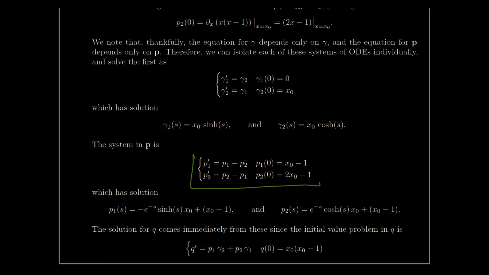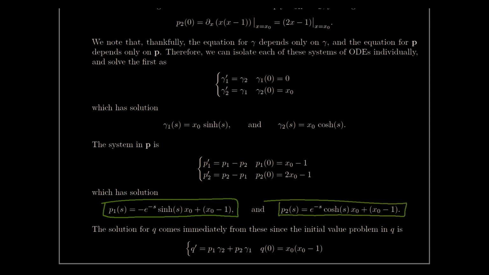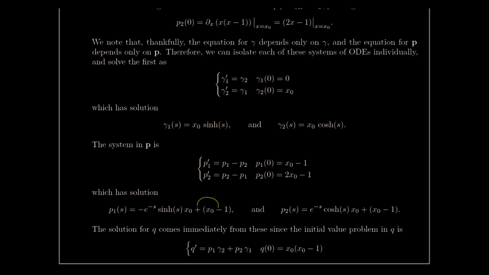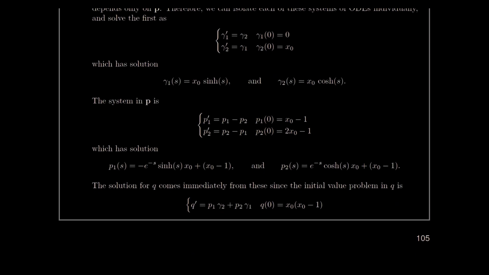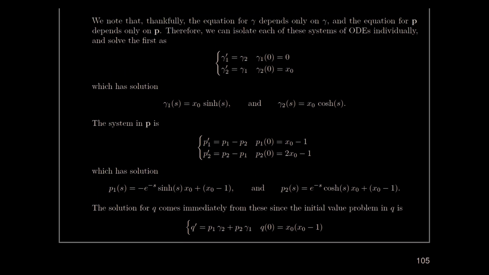I can also go ahead and solve my system in p. Solving the system in p isn't too hard either. It's just another matrix exponential, and we end up with p1 being negative e to the negative s sinh s on x naught plus x naught minus 1, and then p2 is e to the negative s cosh s times x naught plus x naught minus 1. And these extra terms are coming out of us needing to satisfy those initial conditions, so we have to choose our constants of integration wisely or go through Duhamel's formula, etc. So now I've found all of the gammas in terms of only the initial condition in s, same with the p's.